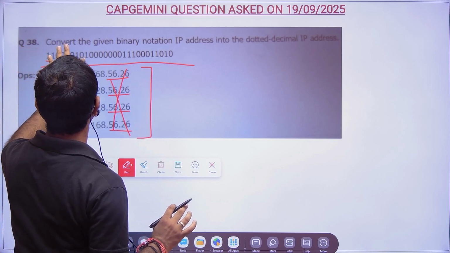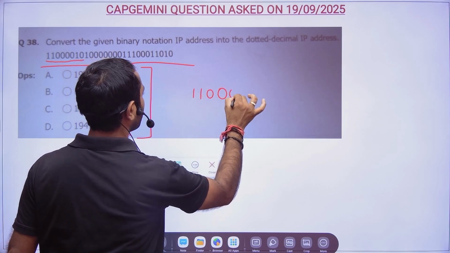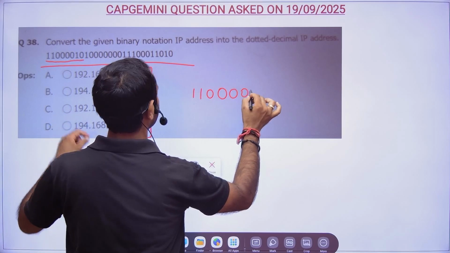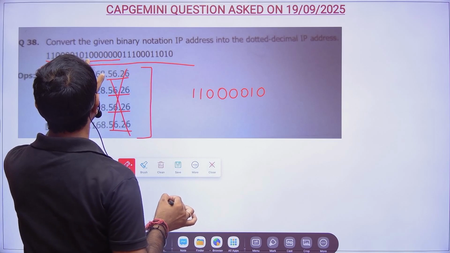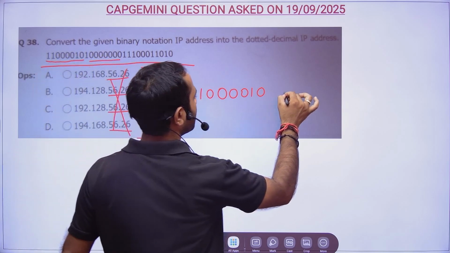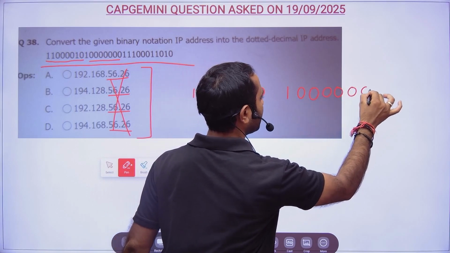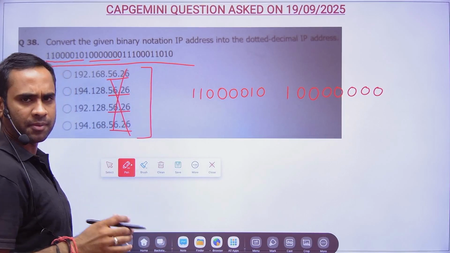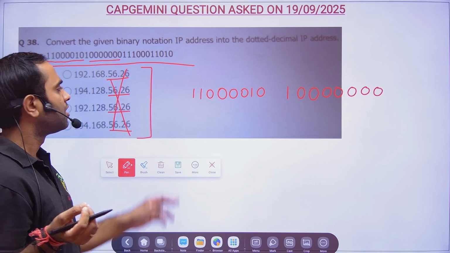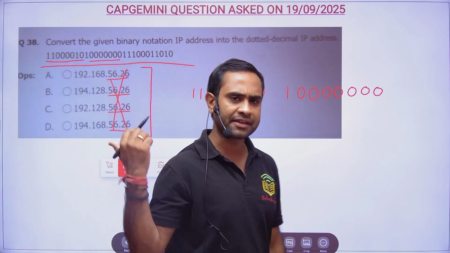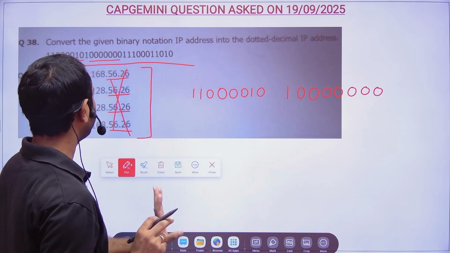So 246, 28. So 1 1 0, 4 zeros are there, 4 zeros are there, and then 1 0. And then the next octet will be 1, and 3, 4 and 4, 8. So 1 0 0 0 0, 7 zeros are there basically. After that you have to do some hit and trial, because only 11 digits are there, to find out what it will be. That's the reason they have given 5626, so that you will be easily able to identify. Now these two only we have to identify.